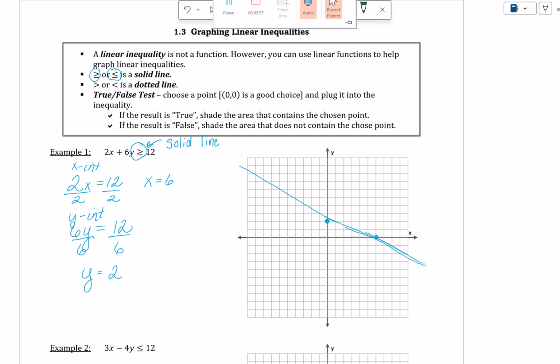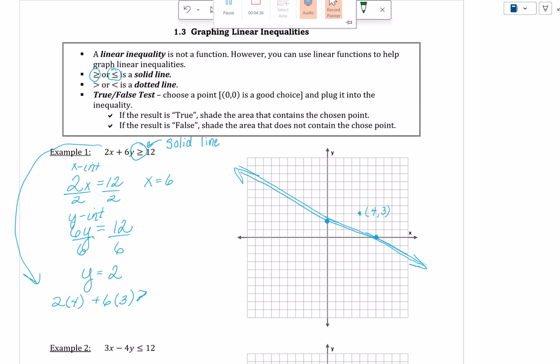And then I'm going to pick a point. Adjust that a little bit. Pick a point that is not on that line. So I'm going to just pick this point right here. That is the point (4, 3). So I'm going to plug 4 and 3 into the inequality and see if it's true, if it makes the inequality true. So I plug in 4 for x, using this equation, and I'm plugging in 3 for y.